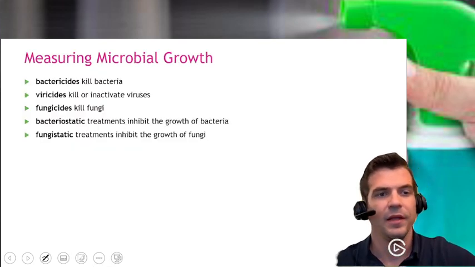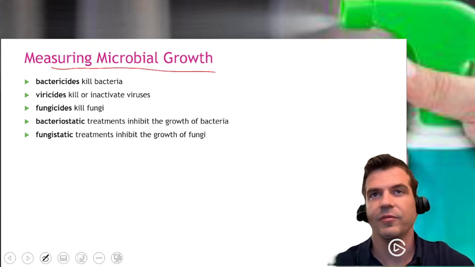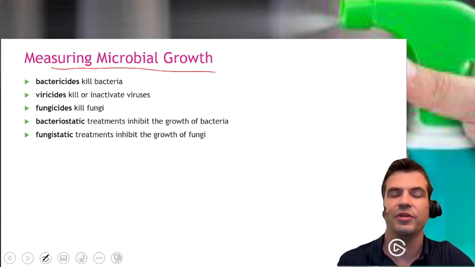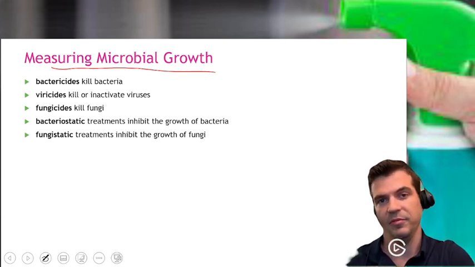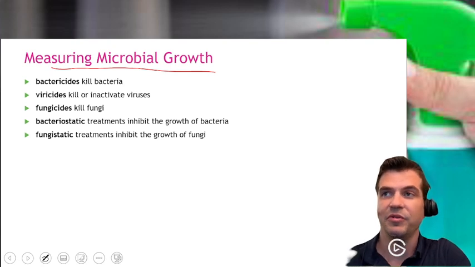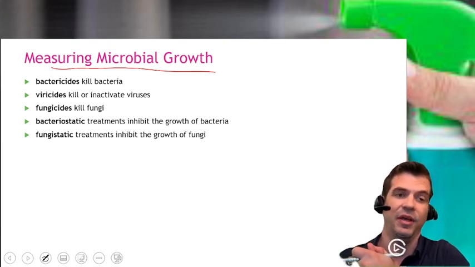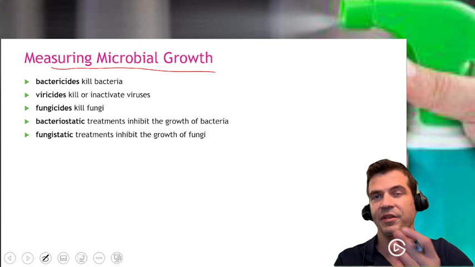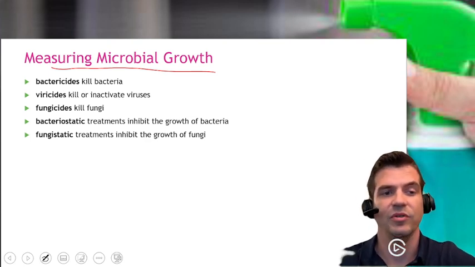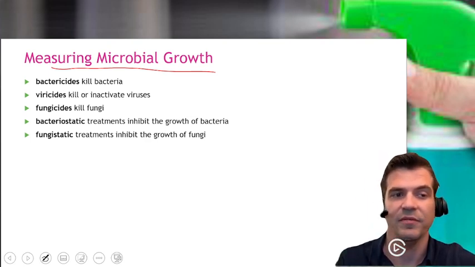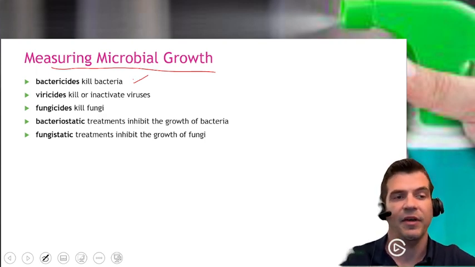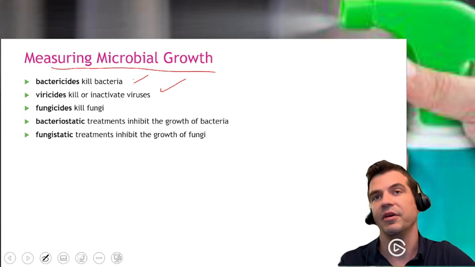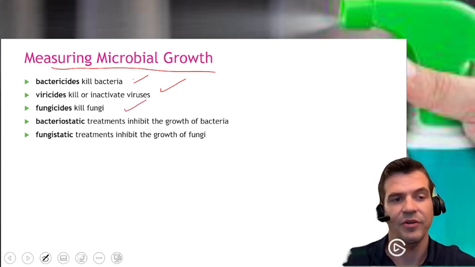Okay, when we get into it, we are going to measure the way we can destroy the bacterial pathogens by measuring their death. Ironically, we can measure their growth by their death, and so to do that, we want to differentiate between what we have. If we have a bactericide, we're going to kill bacteria. Viricide, we're going to kill virus. And if we have fungicide, we're going to kill fungi.